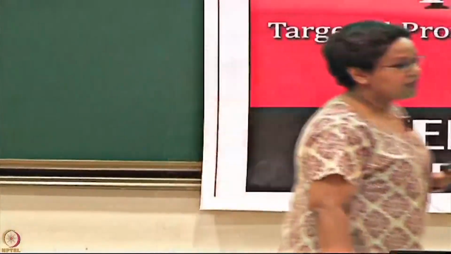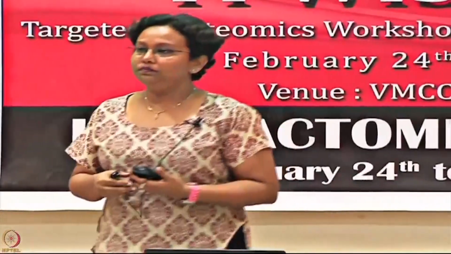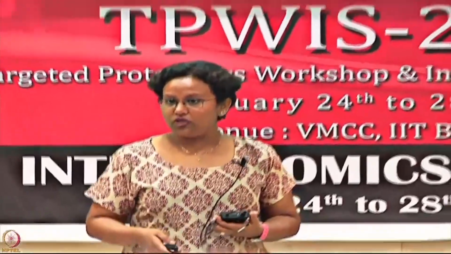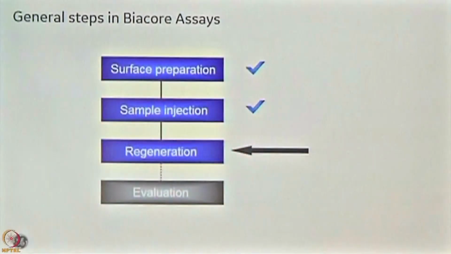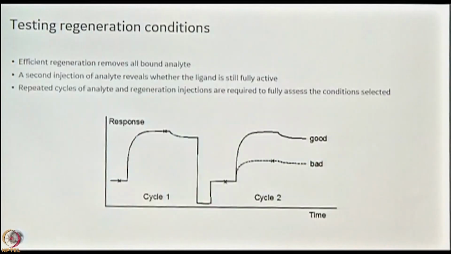Okay. So that was all about the sample injection. The last one is your regeneration, right. After your association, dissociation, before you go to the second cycle, you find out the regeneration, which is stripping, removing all your analyte from the bound ligand. I think you saw this, it's just removing all your bound analyte from the ligand. So there is a way to check whether your regeneration conditions are fine or not.